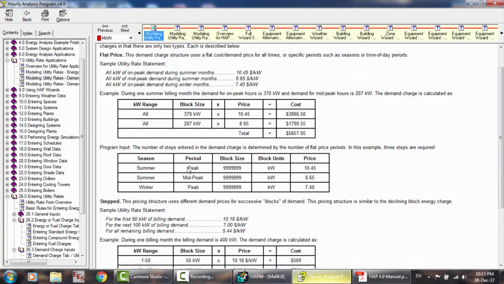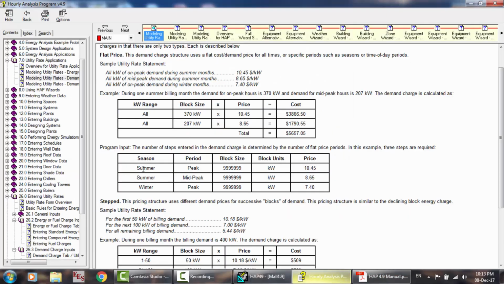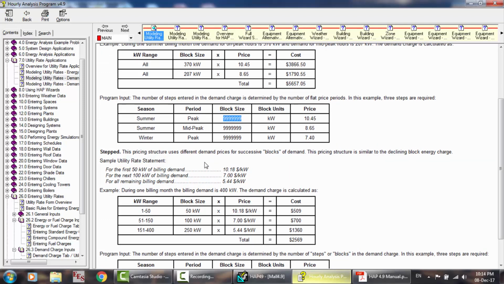So I have here the summer is peak, and here is mid peak. Sorry, here we have a problem. It's not here mid season. It is also always summer. Okay, so we have here a summer and winter. But in the summer we have peak and mid peak. The peak has a price, and the mid peak has another price, and it is fixed. That's why we have here 9999.